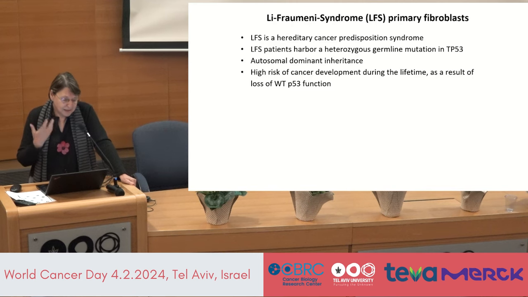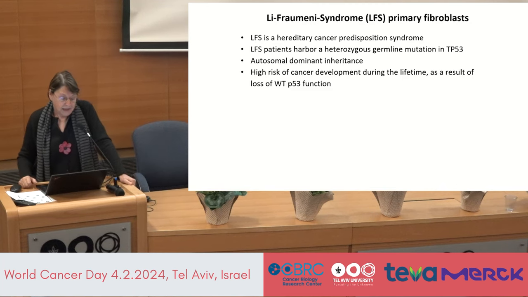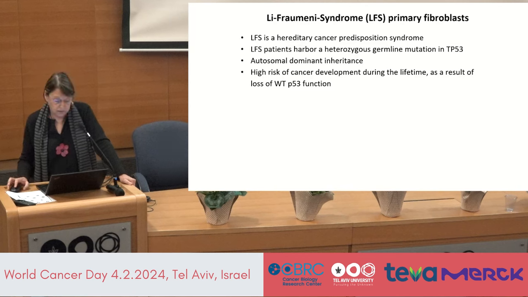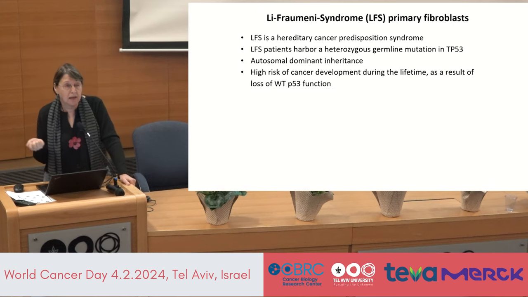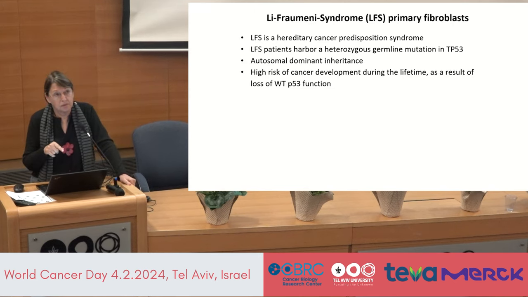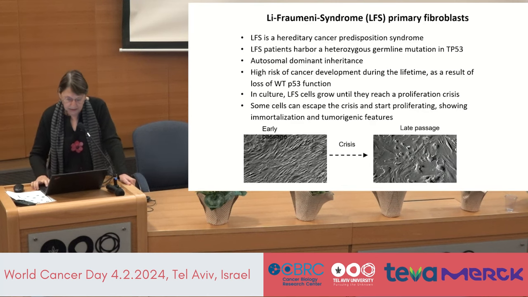It is inherited and expressed as an autosomal dominant disease. The patients suffer from a very high cancer development risk during their lifetime as a result of the loss of the wild type P53 function. So they are born with one wild type allele, but the other one is mutated. And during life, many times, also already as children, they develop pediatric cancer due to the loss of the wild type P53 allele. It's a similar story as we know from the BRCA1, BRCA2 germline mutations.